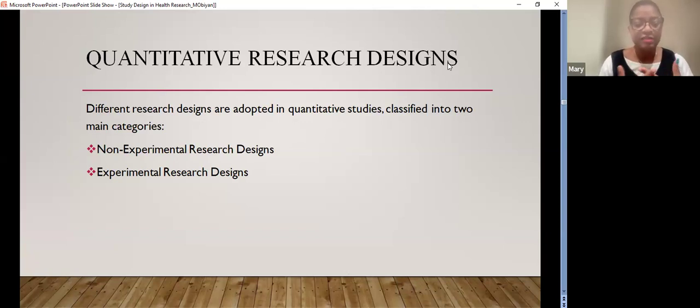So now let's go to quantitative research designs. Again, like I mentioned, I'll quickly cover some of the basic common research designs. However, they're classified into two main categories: non-experimental and experimental research designs. Next slide.